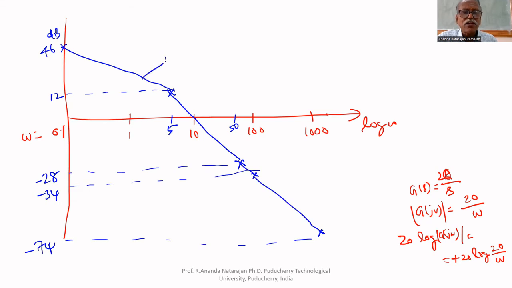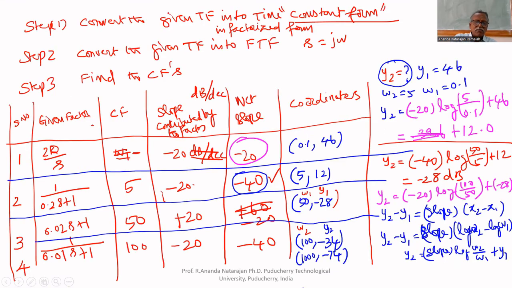So this is the magnitude plot, Bode magnitude plot. That's all. So it is very simple. No need to understand anything. We have to fill this table. The first factor is if K alone is there, we have to write K alone here.